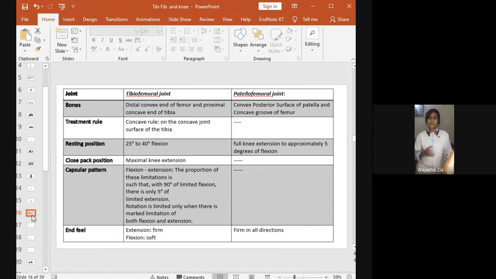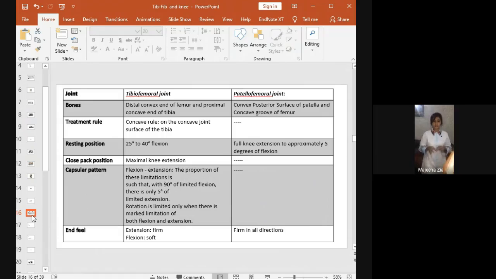In the tibiofemoral joint, the tibia is concave in shape and the femur is convex in shape. So, as per the rule, if the femur is stabilizing, as we always stabilize the proximal bone, the moving bone is concave, that is the tibia. The rule will be the concave rule. But in the case of the patella, the patella end is convex in shape, and the concave shape is of the femur. But most of the time we apply the concave rule over here.